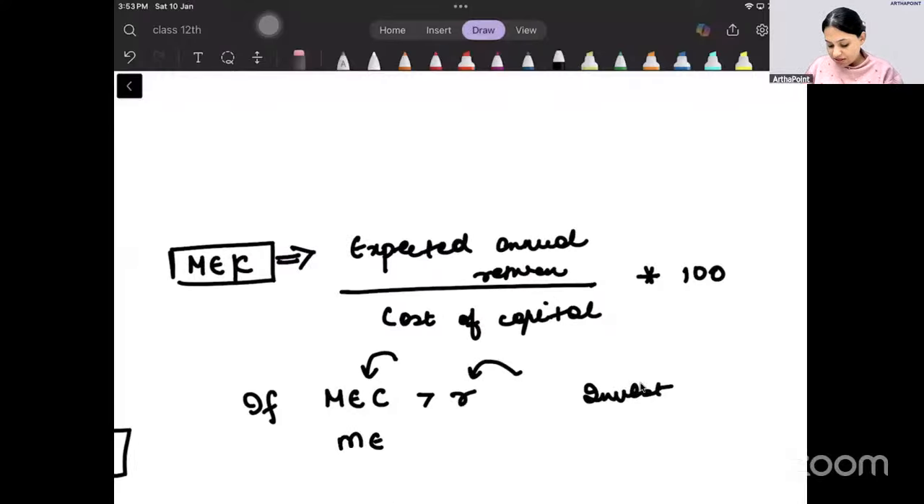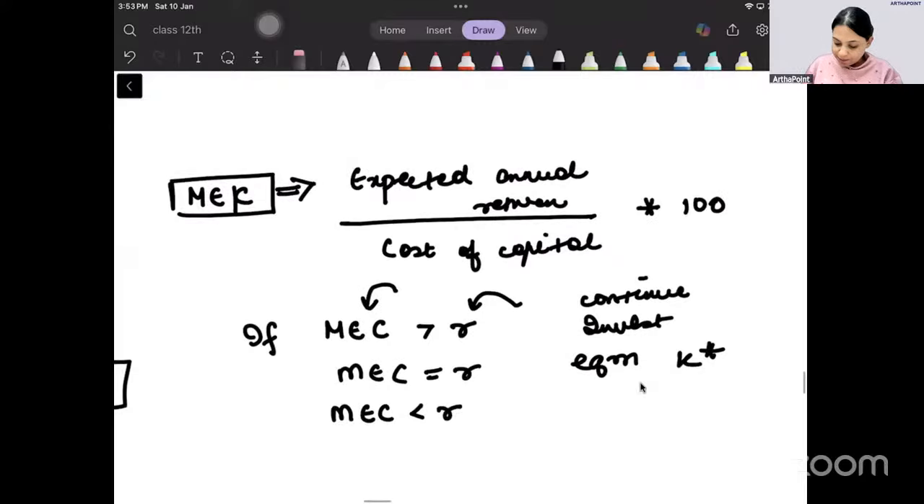If MEC is equal to R, that is your equilibrium amount of capital. यहाँ पे continue investment, ठीक है? And if MEC is less than R, then you will not invest. Disinvest would be a wrong word to say; माने it is not a good investment. So do not invest is the right English for this. So this is how MEC and investment decisions are concerned.